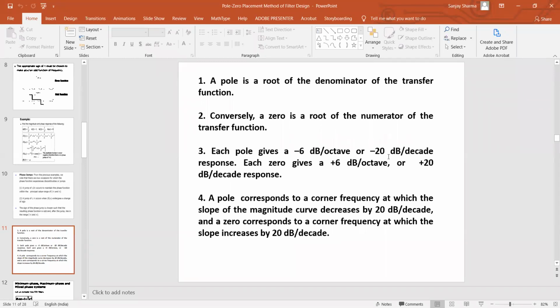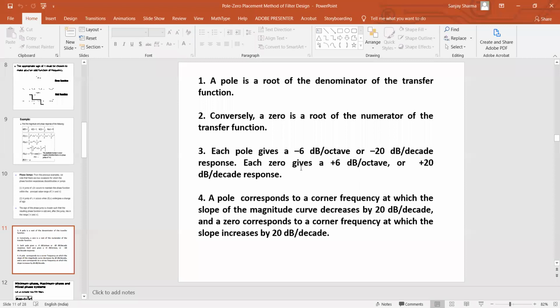And what is the meaning of minus 20 dB? Minus 20 dB fall in the curve with every 10 times frequency. Meaning, if you are at a frequency of 10 hertz, then at 100 hertz there will be a minus 20 dB fall. All right, these will be the same.